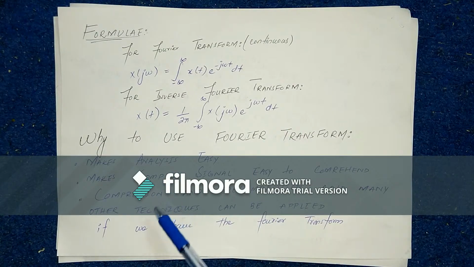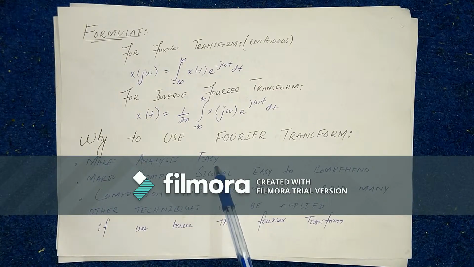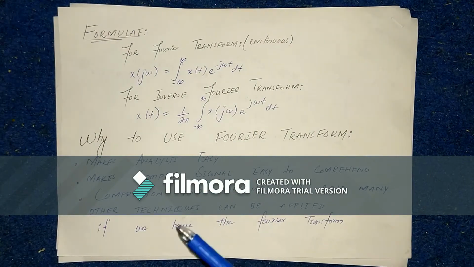Now we will move on to the important question: why use the Fourier transform at all? First of all, as we clearly know, it makes signal analysis easier. A complex signal is broken down and it becomes easy to comprehend. Compression, decompression, and many other techniques that could be utilized for modulation and other important aspects of signals and systems can only be done if the signal is in the Fourier transform domain. So it is in our best interest to properly understand and apply these methods.